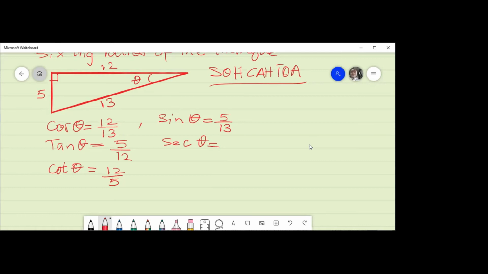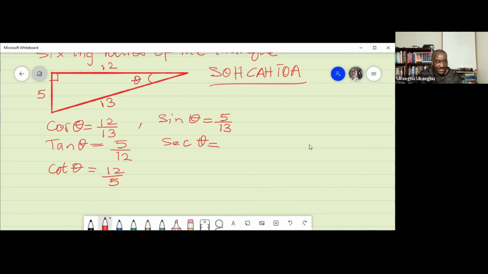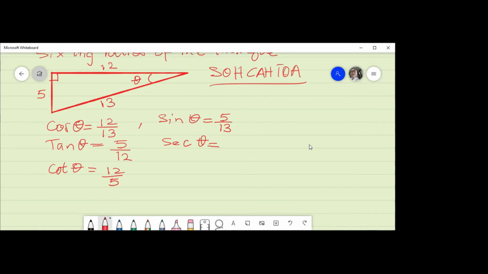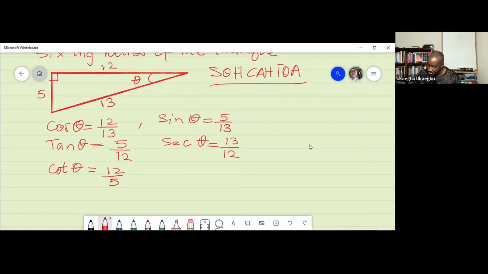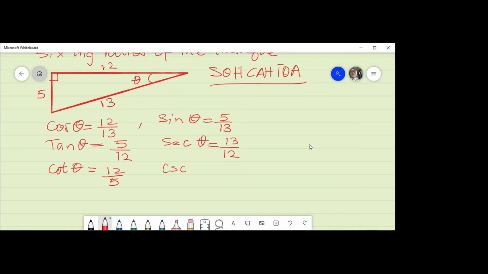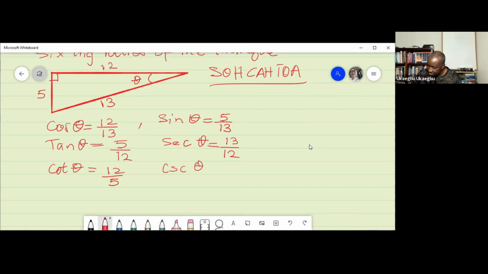I don't have it yet. Is it 13/15? Secant theta. Where are you getting 15? Did you say 13/12? Yes, I meant over 12. Okay, it should be 13/12. How about cosecant? Cosecant theta should be 13/5.